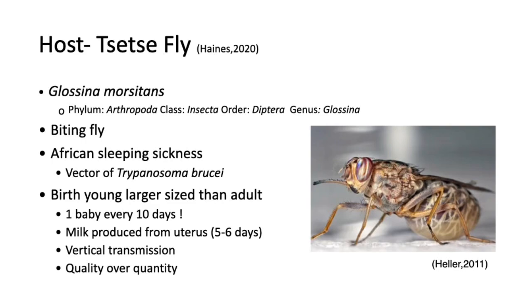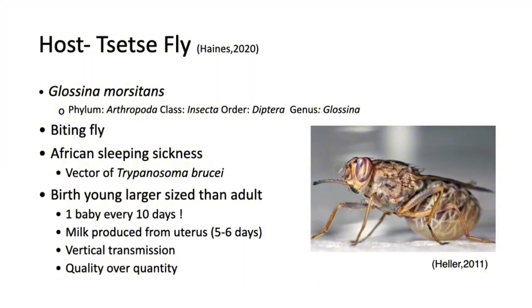They prioritize quality over quantity, as they produce one baby every 10 days. While they do this, they produce a milk in their uterus, and they feed that baby inside of them for about 5 to 6 days before they give birth.